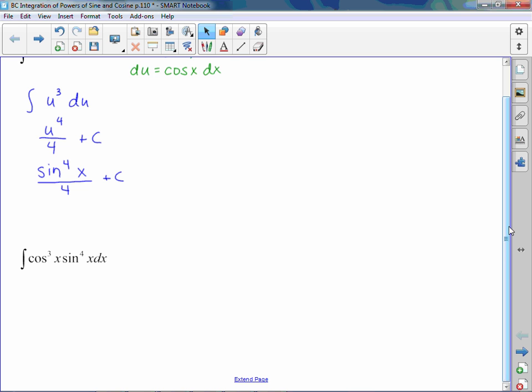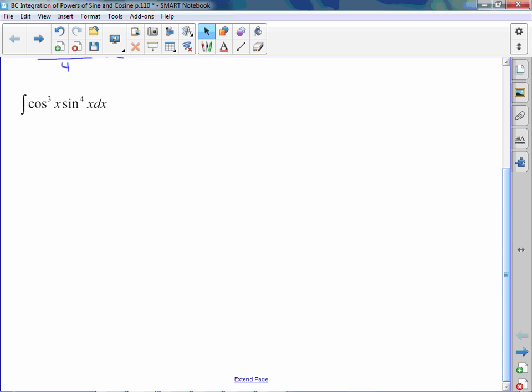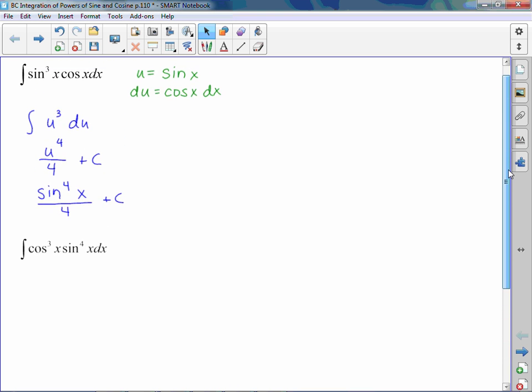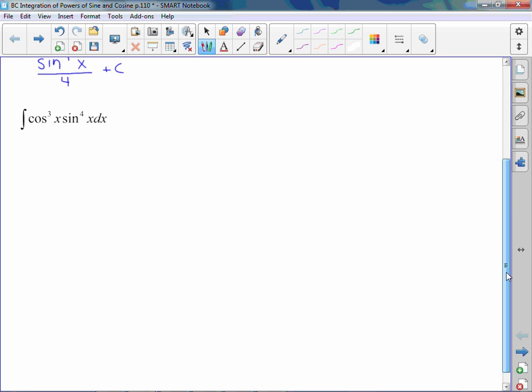Okay, for the next one, I do see sine and cosine, but they both have powers. And I don't want that, because when I choose a u, I'm going to choose a u that is just a single sine or cosine. And so I want a single sine or cosine as my derivative as well. So what I'm going to do here is I have an odd number of cosines. So I'm going to change this into cosine times cosine squared. I'm just breaking up the 3 of them into 1 and then 2 of them. And then sine to the 4th x dx.